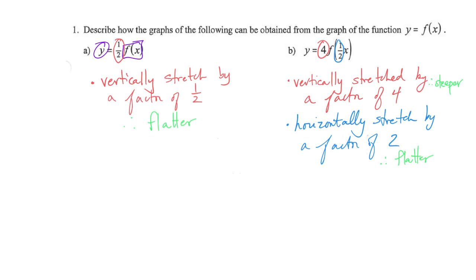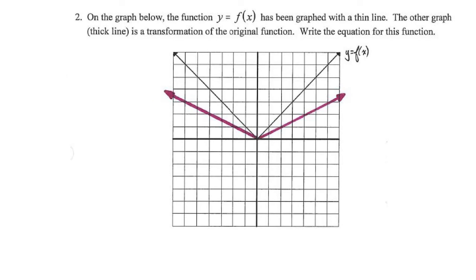Okay, let's jump into the next problem. Now that we have our terminology down, let's take a look at problem 2. So what I've done is I've given you 2 graphs. I've given you your original one in black. That's the thin line, you see. The other line, the thick one, the red line, that's our transformation of the original function. What we've been asked to do is to write the equation of the red function.